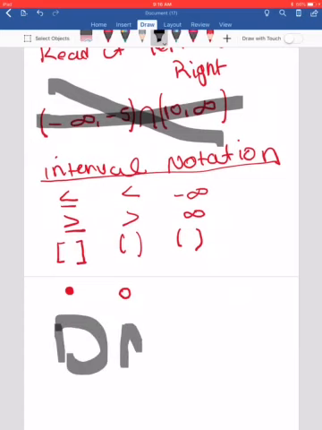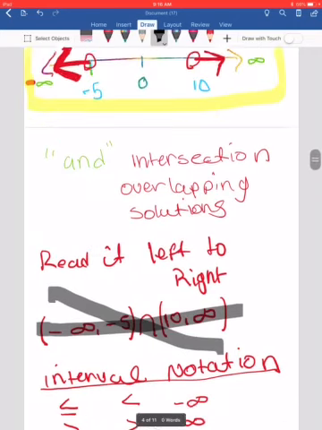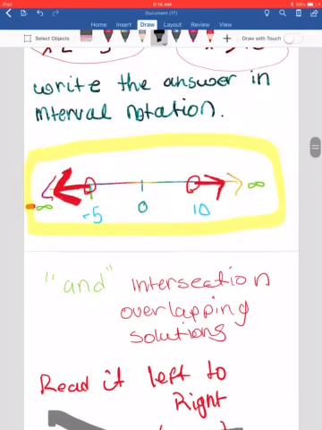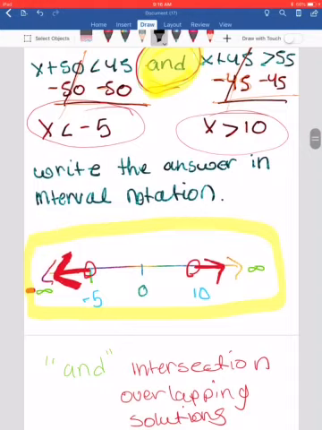So your answer is the empty set. There's no set of solutions because they do not overlap. Focus on your number line. They do not overlap. So when you have an AND statement and they do not overlap, there is no solution.